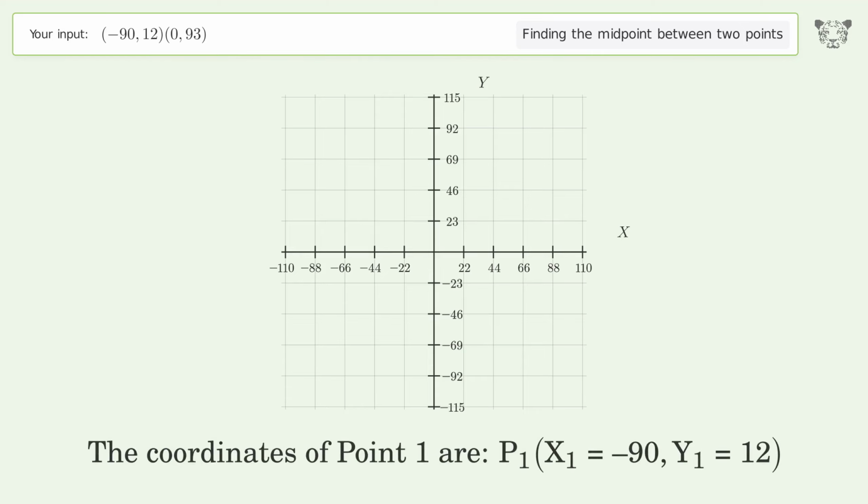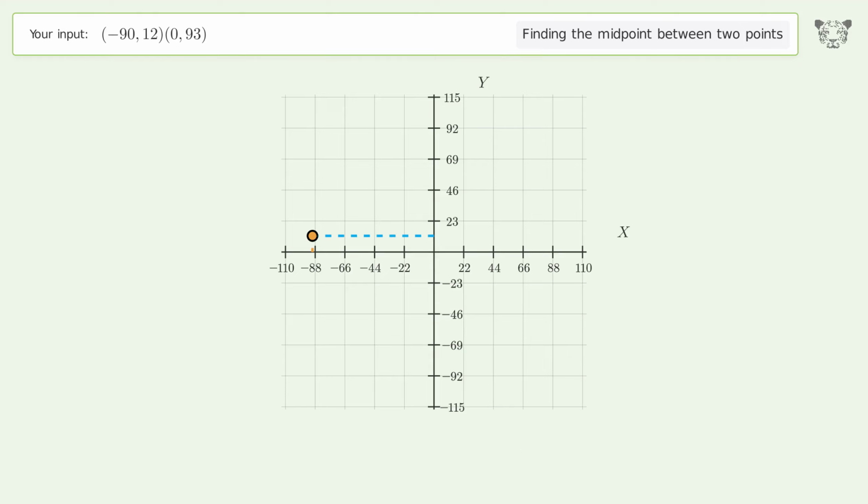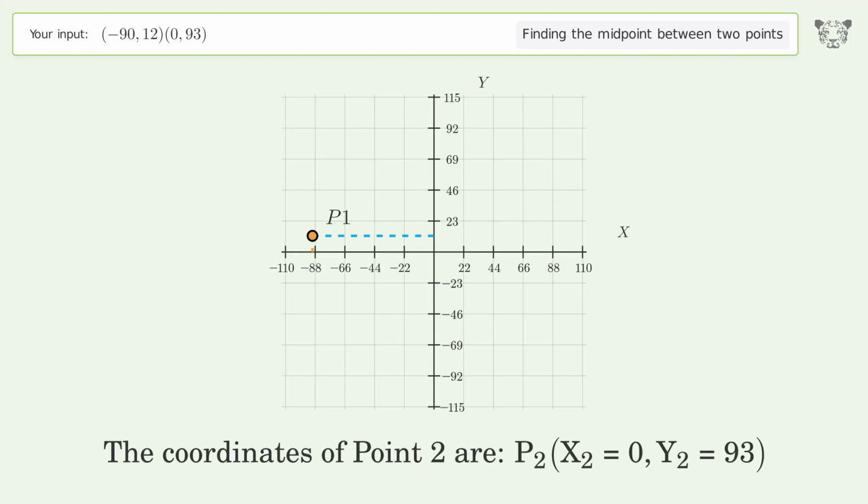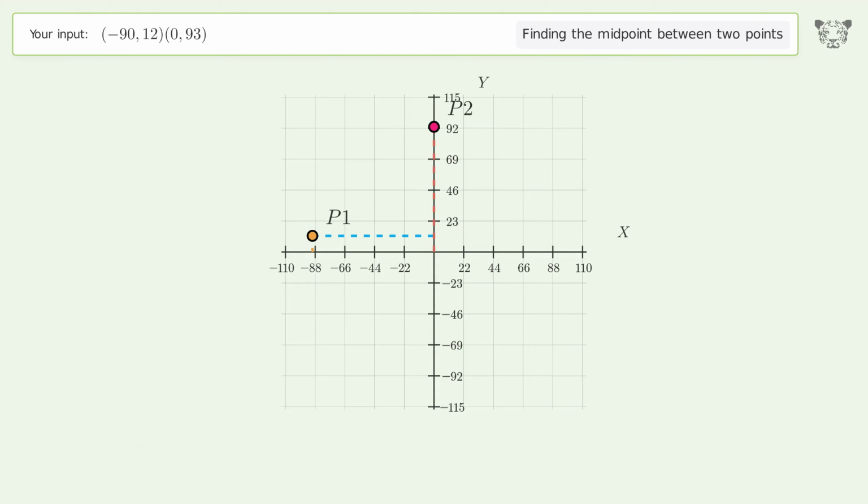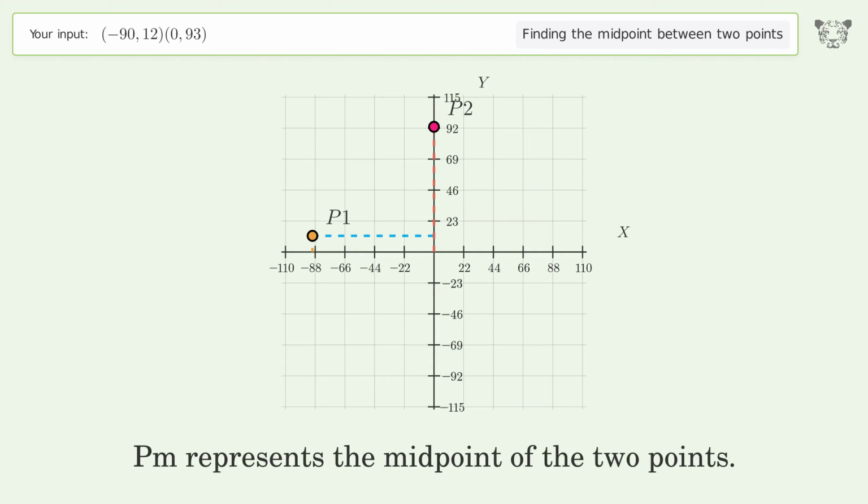The coordinates of point 1 are, x1 equals negative 90, y1 equals 12. The coordinates of point 2 are, x2 equals 0, y2 equals 93. PM represents the midpoint of the 2 points.